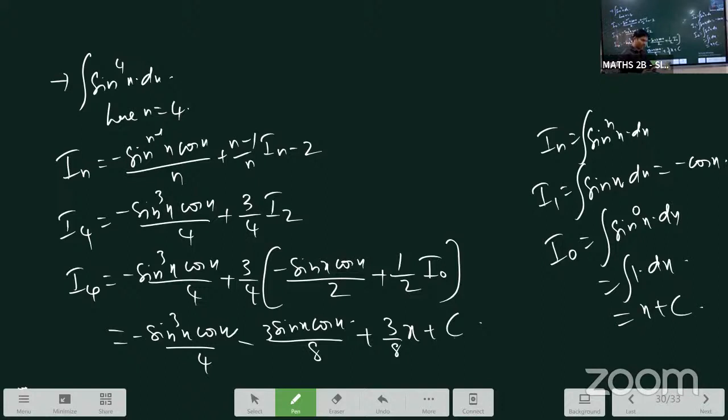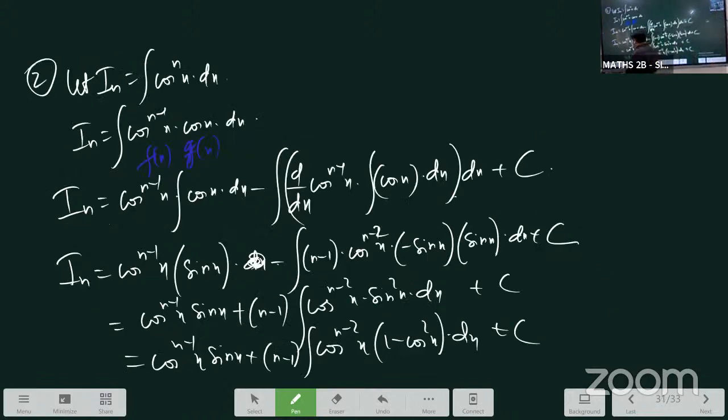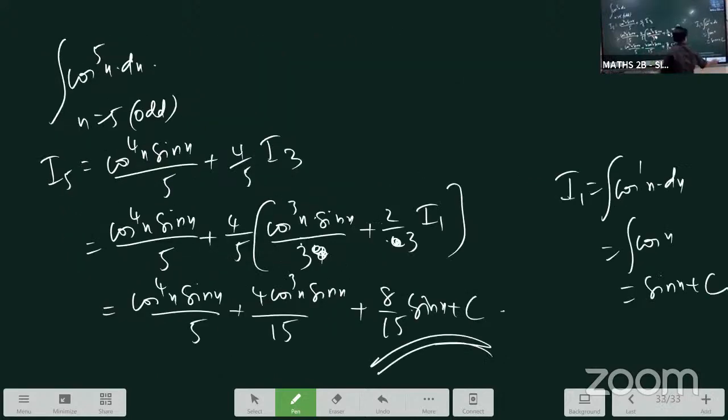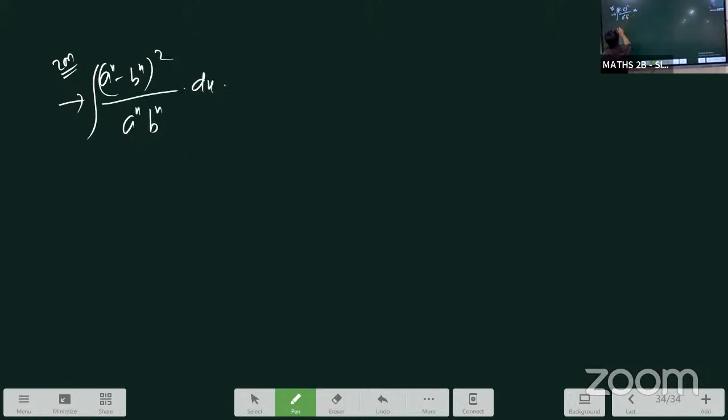Only 5 minutes I will take. So let us do some 2 marks of integrations, right, which are very important. So many times they ask. Is it clear? Integration of a power x minus b power x whole square divided by a power x b power x dx.